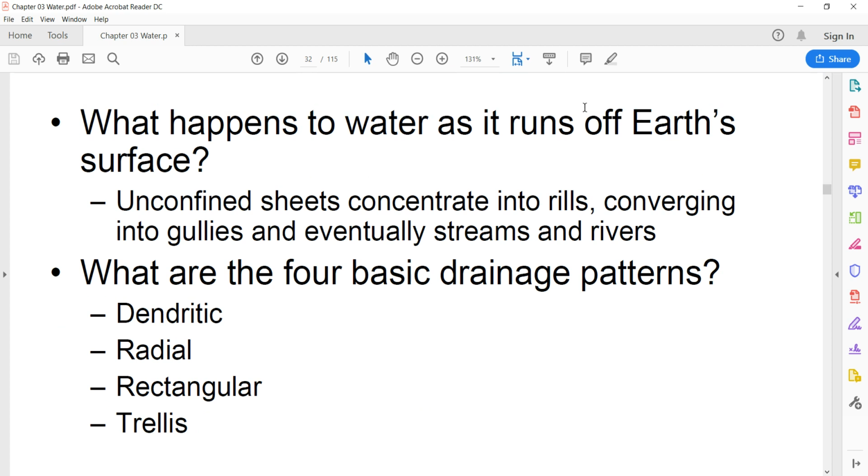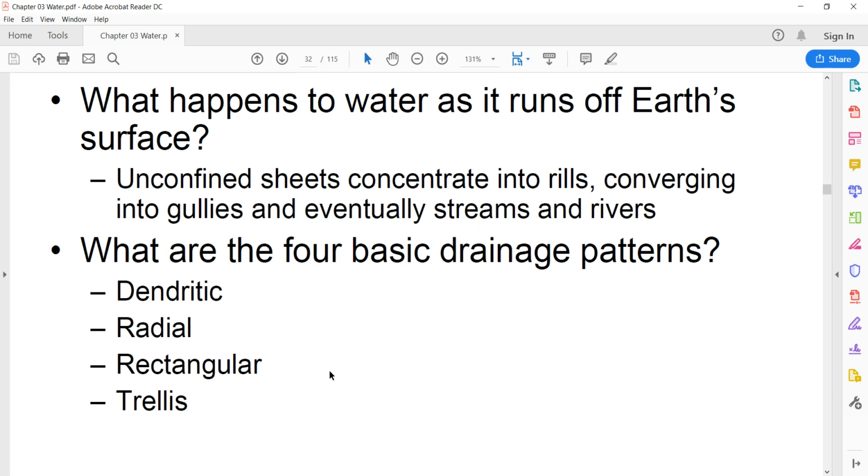What happens to water as it runs off Earth's surface? It first forms unconfined sheets, concentrated into rills, then converges into gullies, and eventually streams and rivers. And what are the four basic drainage patterns? Dendritic, radial, rectangular, and trellis. So see, these are short answer type questions that may come up in your midterm exam.